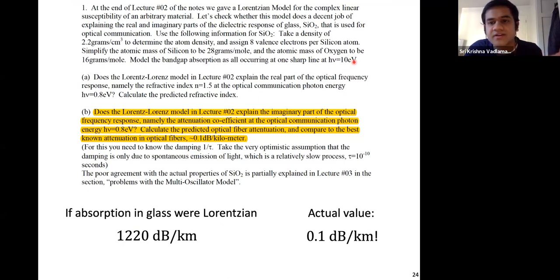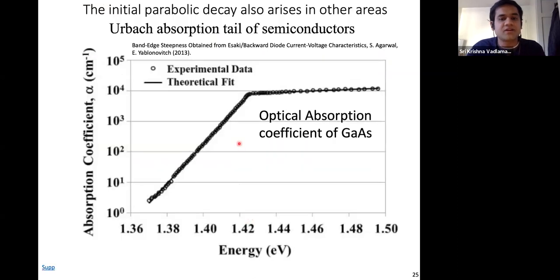It turns out that if you assume a Lorentzian line shape for glass, glass has some absorption somewhere in the ultraviolet. And if the tails were to fall off very slowly, then at the communication frequencies you would have this huge loss, and it would have been impossible. But the actual observed value is much lower for absorption in the communication frequencies. So there is a sort of mystery here, and the exponential nature of absorption hasn't been satisfactorily explained so far. This is the Urbach tail I was talking about.